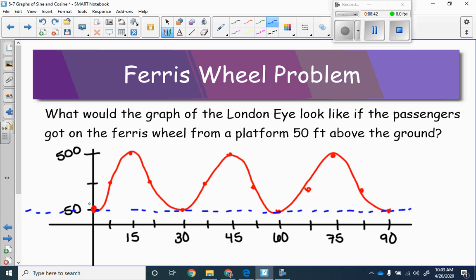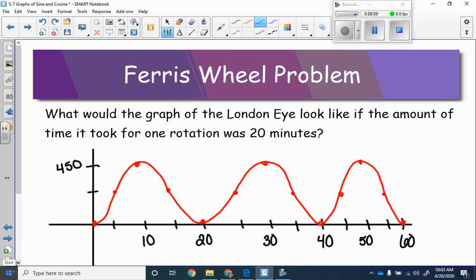So with it being the London Eye and having a diameter of 450, the maximum height we end up reaching here is 500 feet. The difference between our original function and this one is that everything's shifted up 50 feet. And so we are doing a vertical shift. We're moving our function up 50 feet.